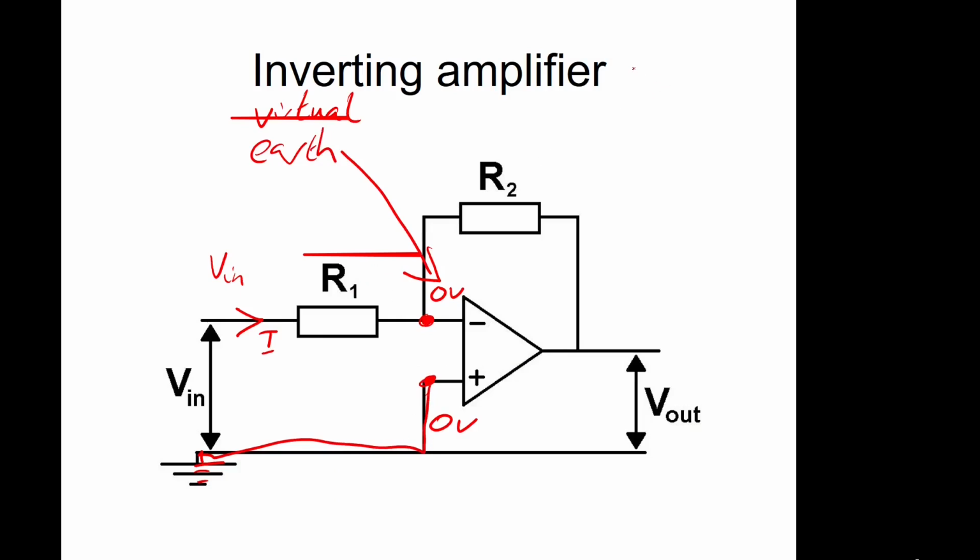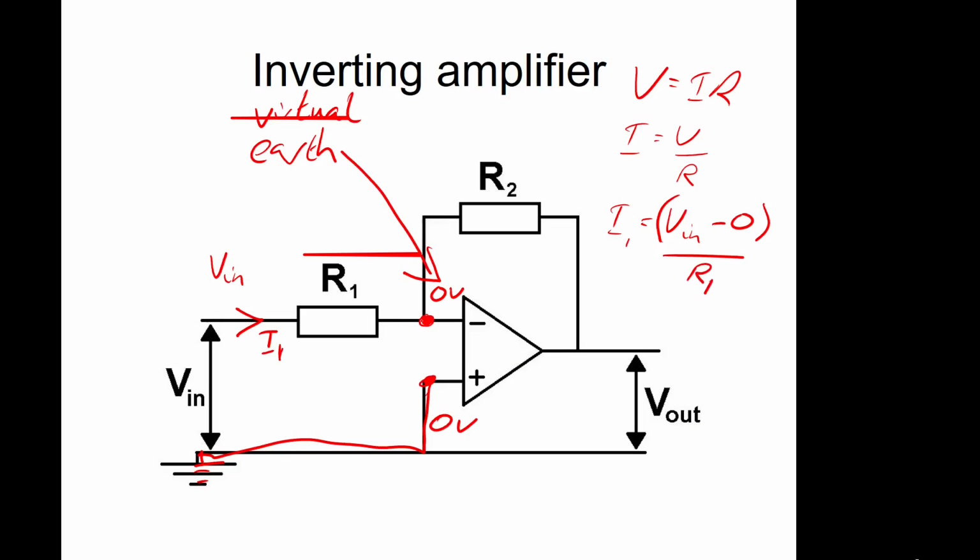So we've got Ohm's law, V equals IR. So I equals the potential drop across the resistor over the resistance. So this current here, I, we'll call it I1. I1 equals the potential drop, which is V in minus this voltage, which is 0, over R1.